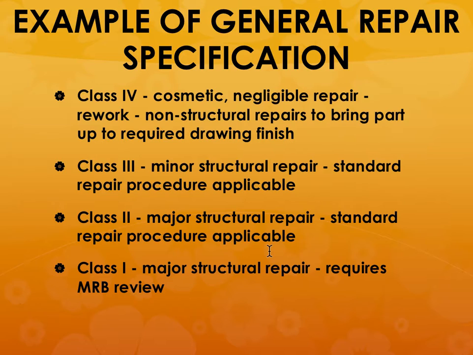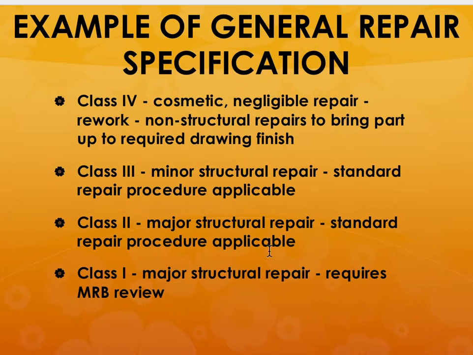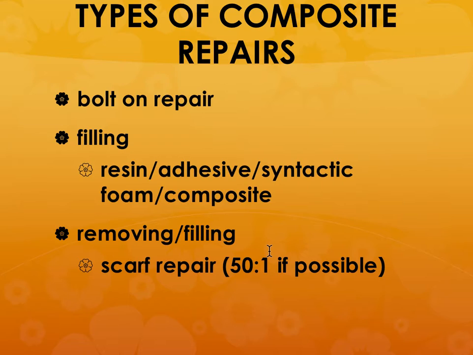It is major structural repair, and after you repair, the MRB needs to get together and analyze and evaluate whether or not this component can be accepted, or the repair can be accepted or not. Okay, so what kinds of repairs are possible? The first kind is bolt-on repair. The second kind is you can fill it with resin, adhesive, syntactic foam.